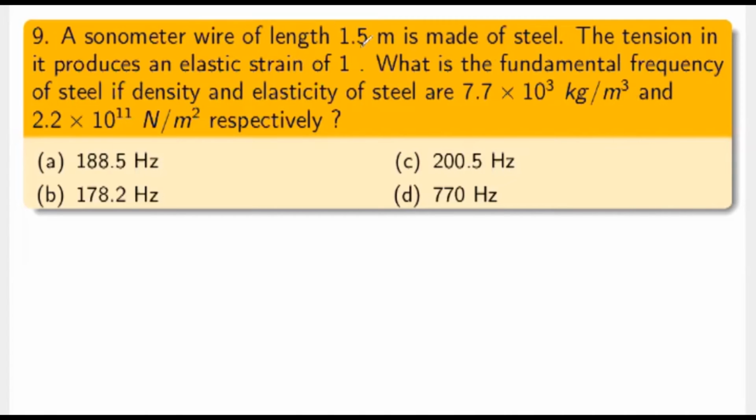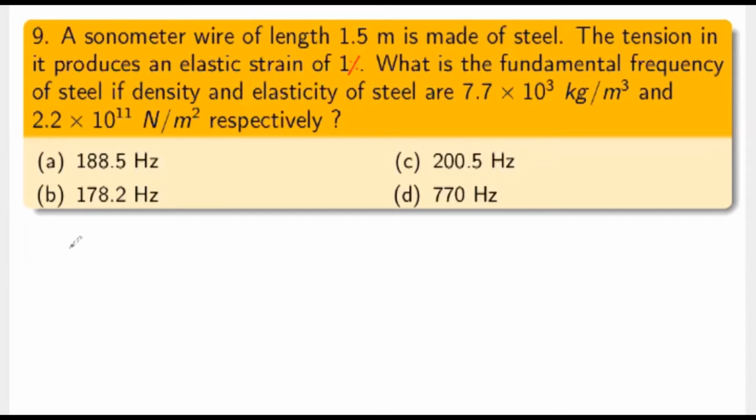A sonometer wire of length 1.5 meters is made of steel. The tension in it produces an elastic strain of 1%. What is the fundamental frequency of steel if density and elasticity of steel are 7.7 into 10 power 3 kg per cubic meter and 2.2 into 10 power 11 Newton per square meter respectively?